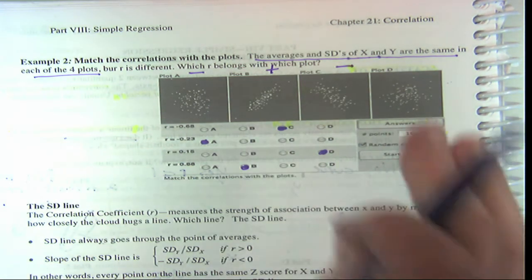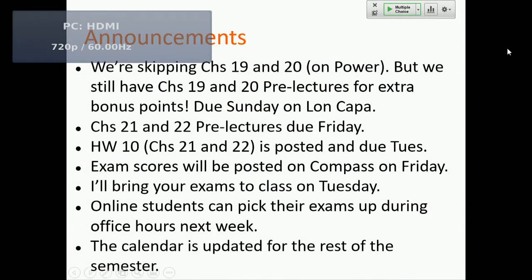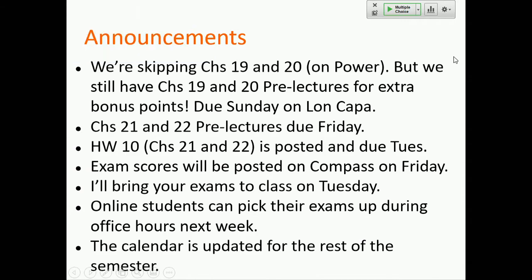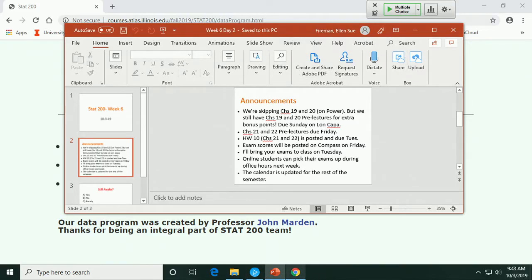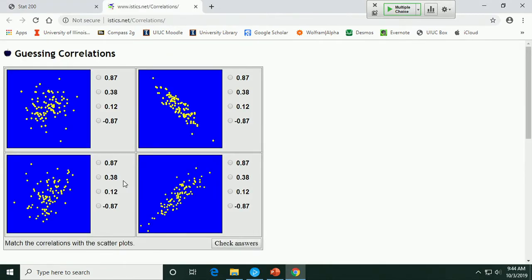Let's try an iClicker and see if you can, we'll do a game. There's a game you might want to play just to practice on our data program. So let's go over here and pull that up. Okay, so it's called guessing correlations right here. And we'll do the easy ones together, and then I'll do the harder ones as an iClicker. So this is pretty easy. You see that it's a very strong correlation, and among these choices, it's going to be this one.